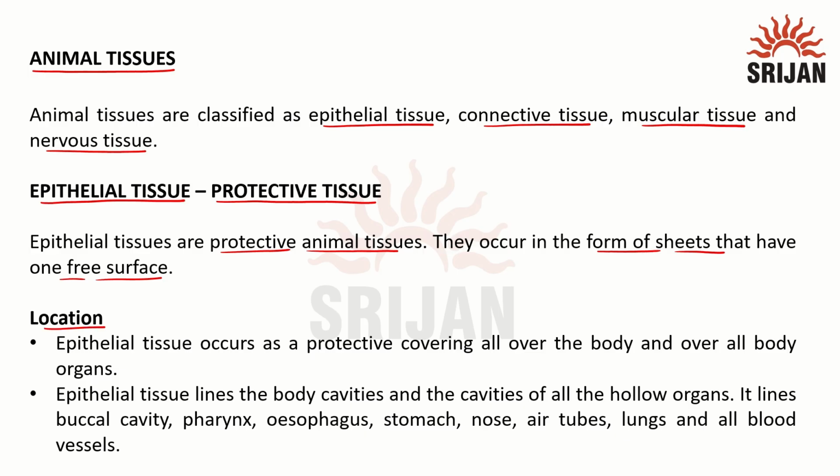Now, the location, if we see, as I mentioned earlier, they are the protective covering. So, they are present all over the body, either outside as well as inside. So, they cover the body as well as the internal organs. Epithelial tissue lines the body cavities and the cavities of all the hollow organs like the blood vessels. It lines the buccal cavity, pharynx, esophagus, stomach, nose, air tubes, lungs, and all blood vessels.